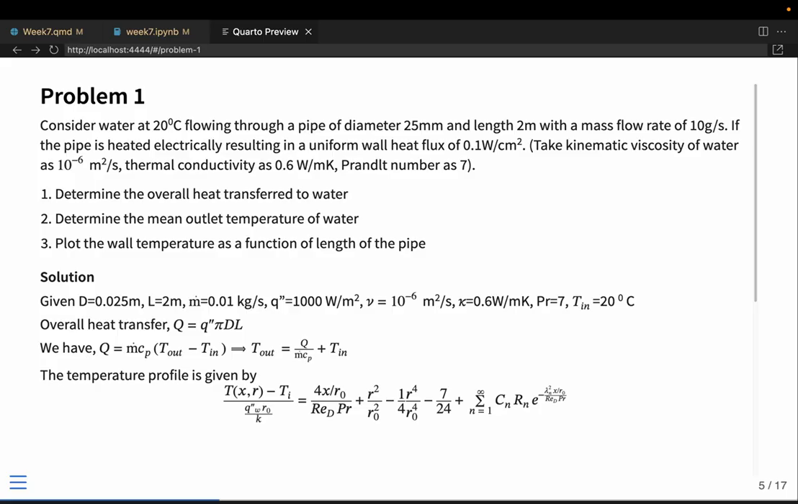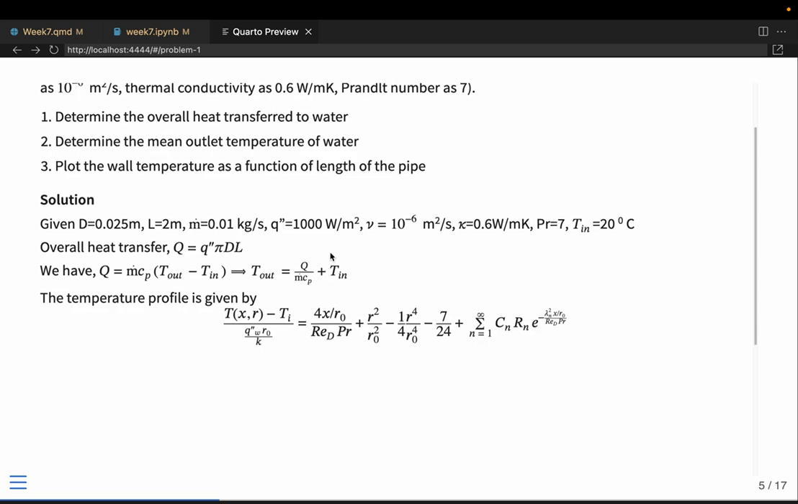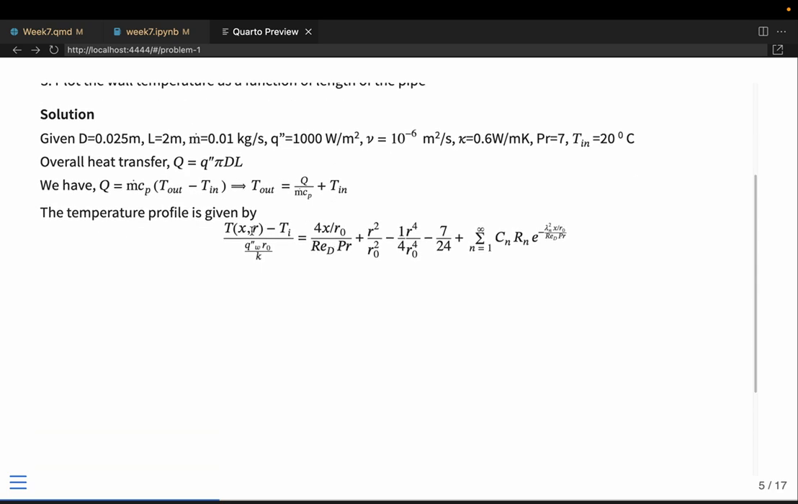So this expression is the entire distribution at any given point of x comma r, which will determine the temperature. Now the question is, near the wall, what will be the value of x and r? x will keep on varying along the length of the wall, but r will be equal to r naught. So if I substitute r equal to r naught, whatever expression I get will give me the wall temperature distribution, right?